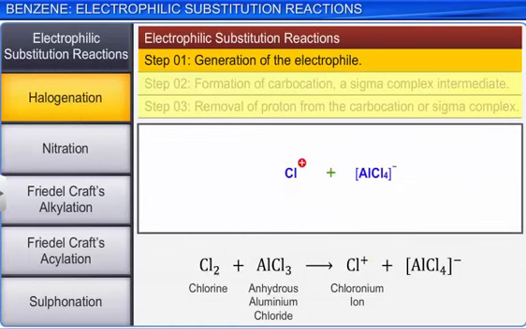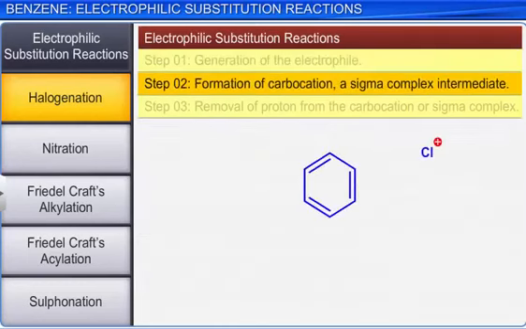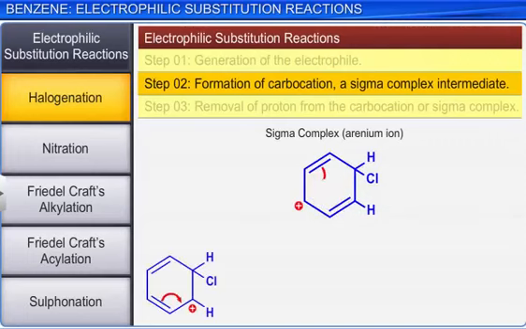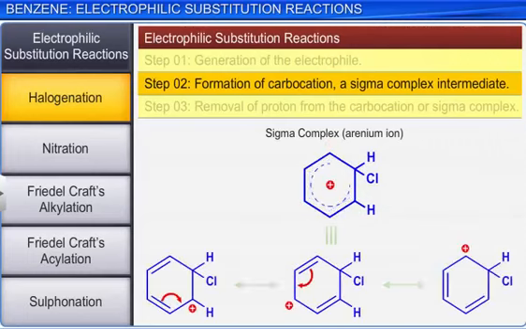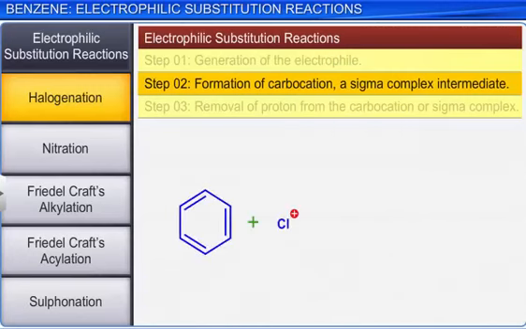In the second step, chloronium ion attacks the pi electron cloud of benzene ring and forms the less stable intermediate called sigma complex or arenium ion. The sigma complex, which is stabilized by resonance, is shown here. Note that the second step is always a slow step or a rate-determining step, as the aromaticity is lost with the formation of sigma complex.